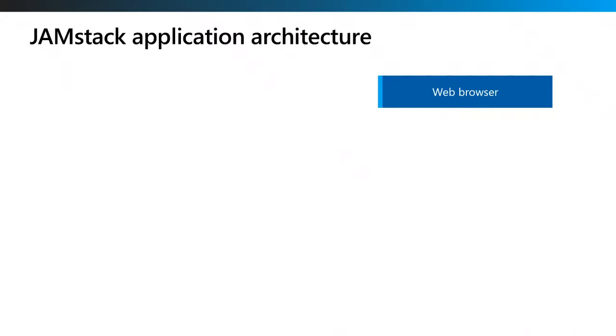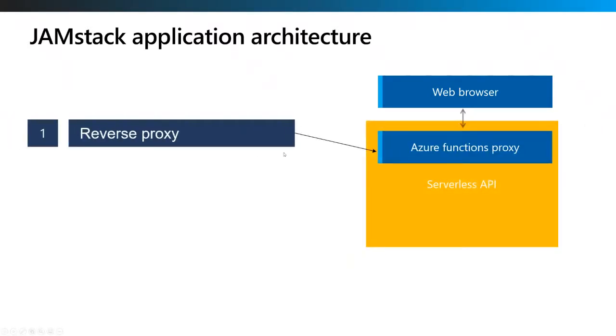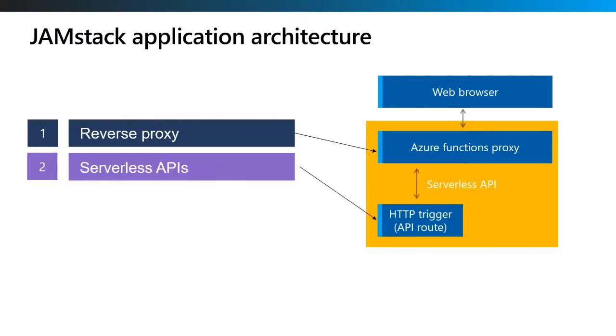So let's look at the architecture. We have a web browser, and the web browser connects to an Azure Functions proxy, which is a serverless API. The reverse proxy just hides or translates from the internet to your serverless API. This is to protect it. So here is your serverless API.